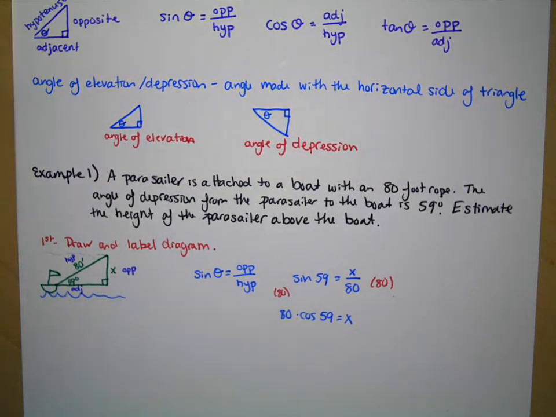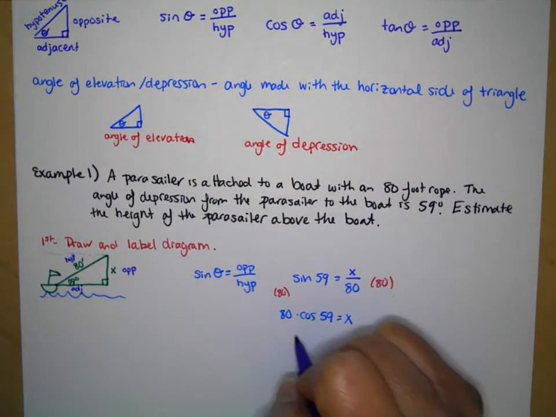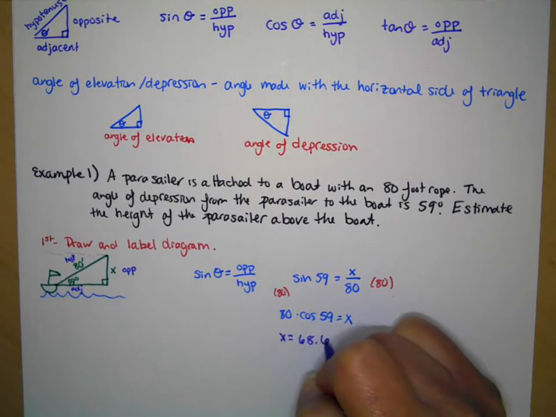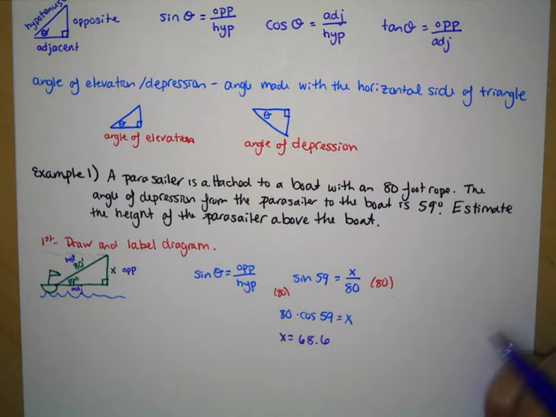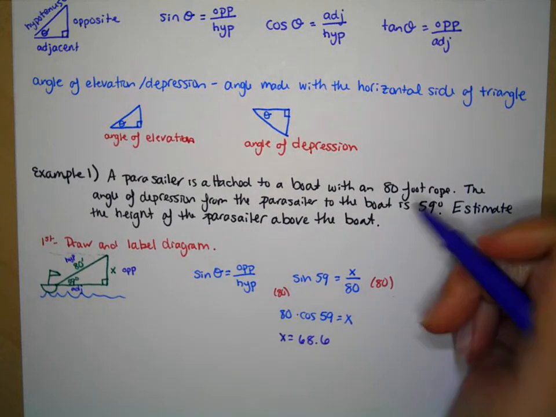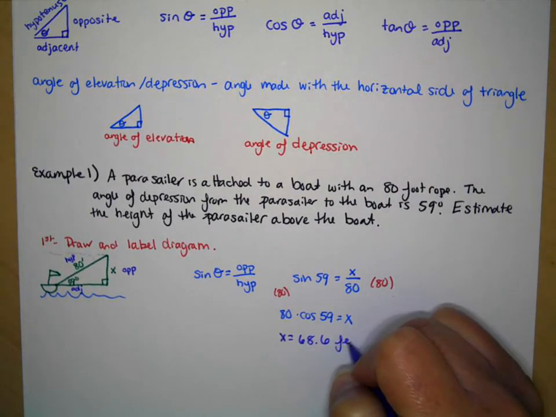So when you type in 80 times the sine of 59 into your calculator, you can round to the nearest tenth on these problems. I get about 68.6, and since this is a word problem, make sure you're labeling your answer with units, so we're measuring this in feet.